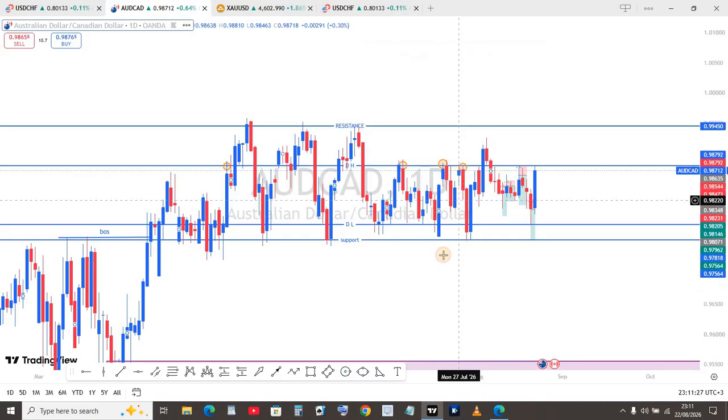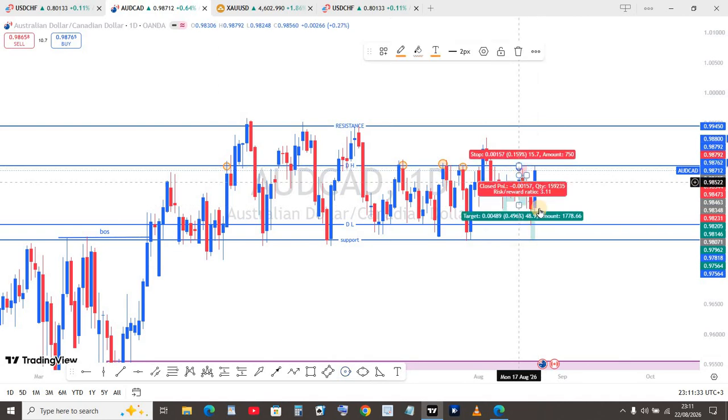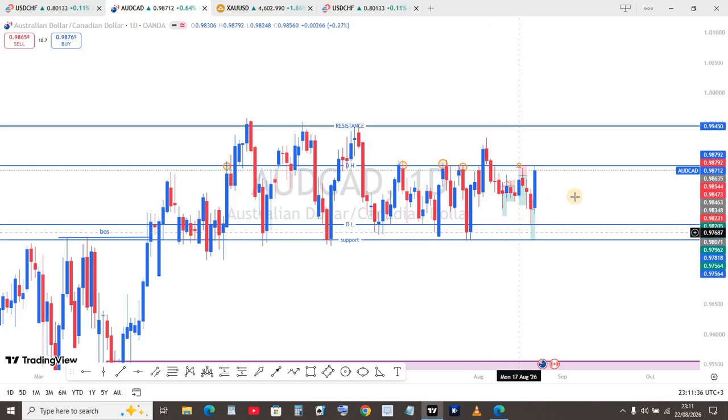That's why we are calling this an internal resistance. This is also where the market took its position but didn't go that far. It came to this daily low and then bounced back. So after reaching this level, I'm only looking to sell again to this downside support level.